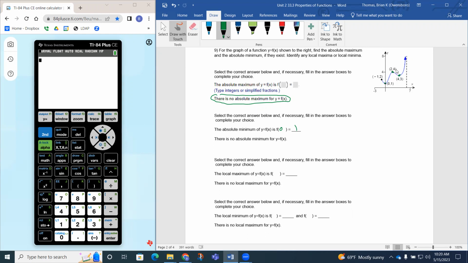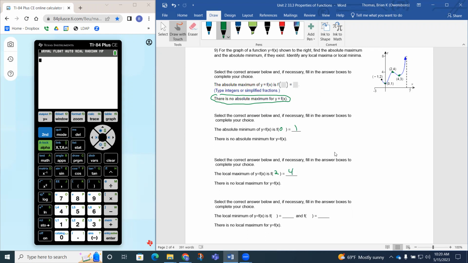So when x is 2, the actual local maximum is going to be 4. So when x is 2, f of 2, the local maximum is going to be 4. So the 2 is where it happens. The 4 is actually called the local maximum.